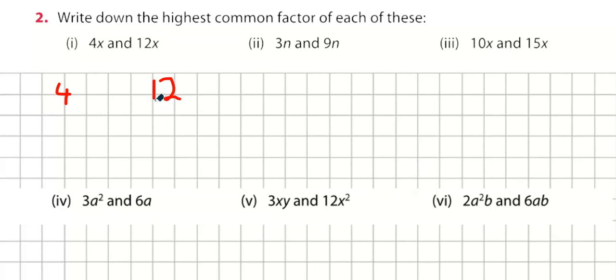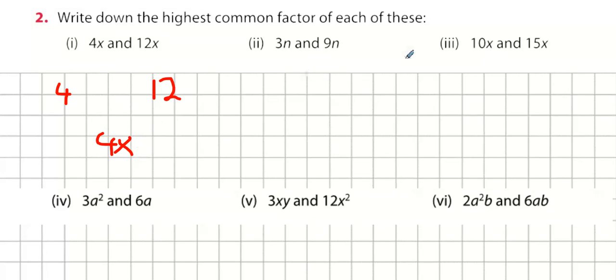4, because 4 divided by 4 is 1, isn't it? And 12 divided by 4 is 3. Now, the answer for 4 and 12 is in fact 4. You're correct. But what we're going to ask you next, because there's letters involved, is: is it the same letter? So the answer is 4x.